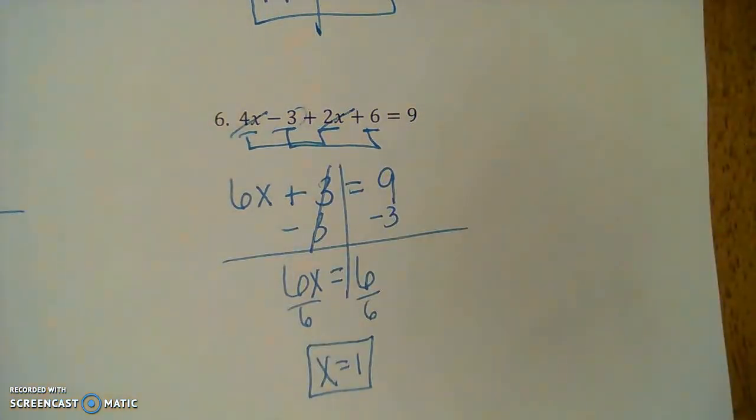All right, so again, you're going to combine your like terms first, the things that match. After that, it will just be our regular adding and subtracting and then multiplying or dividing, which all of these are going to be dividing.